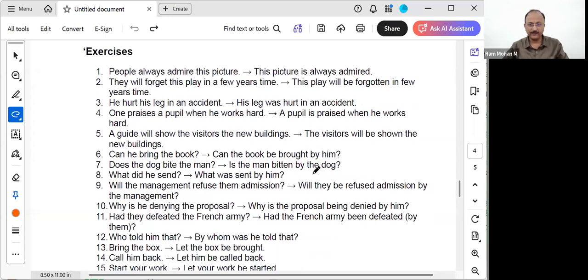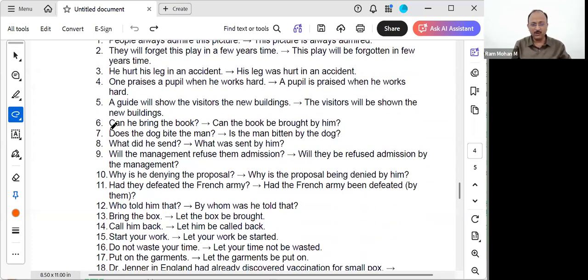Let's take one question. Sixth one. Can he bring the book? See here, interrogative sentences, it's a little difficult. You have to pay attention here. Can he bring the book? So the object is the book. So we'll come here, but the question should remain the question only, correct now? So "can" will remain the "can". The object will become the subject. Can the book be brought by him? Understood? Can he bring the book? Can the book be brought by him?